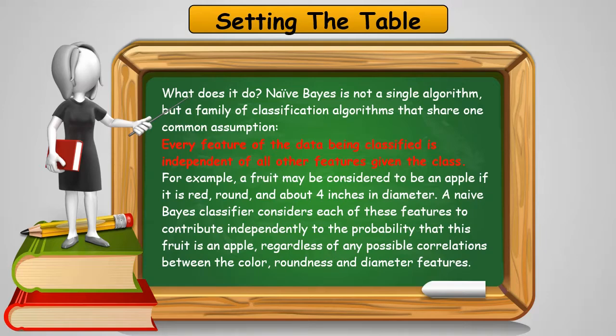For example, a fruit would be considered to be an apple if it's red, round, and about 4 inches in diameter. A naive Bayes classifier considers each of those features to contribute independently to the probability that this fruit is an apple, regardless of any other possible correlations that might exist between color and roundness and diameter.